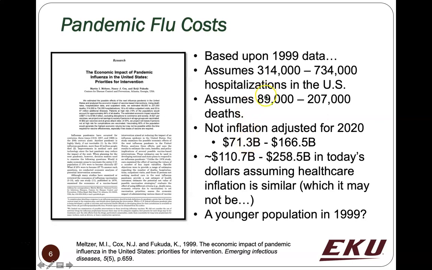And these numbers are not inflation adjusted for 2020. So if we were to adjust for inflation, we'd be looking at about 110, 111 billion to potentially 259 billion in today's dollars. But that assumes that healthcare inflation is similar. And it also assumes a younger population that existed in 1999 than exists in 2020, and a population with less comorbidities, or less other illnesses that they might be living with. There's a lot of different factors that are at play.